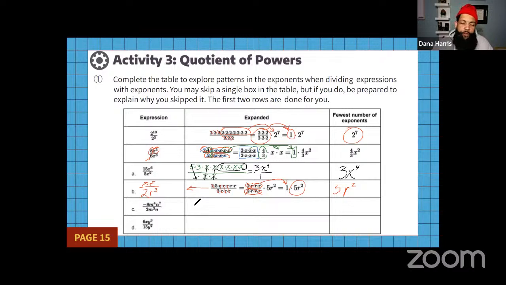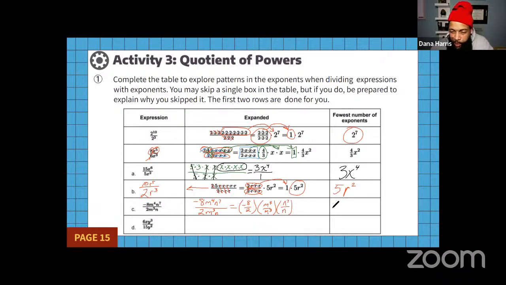All right. For this one, I'm going to speed up a little bit and write this one a little different. I'm just going to keep it as -8. And then I'm going to say m to the 4th power, n to the 7th power over 2 m to the 3rd power, n to the 1 power. So I'm going to write this a little different. -8 divided by 2, and then m to the 4th over m to the 3rd, and then n to the 7th over n.